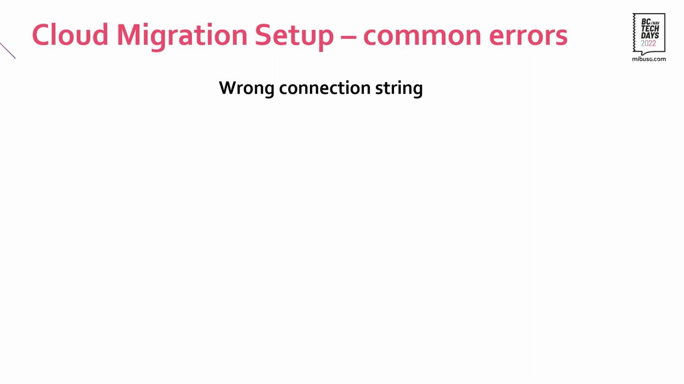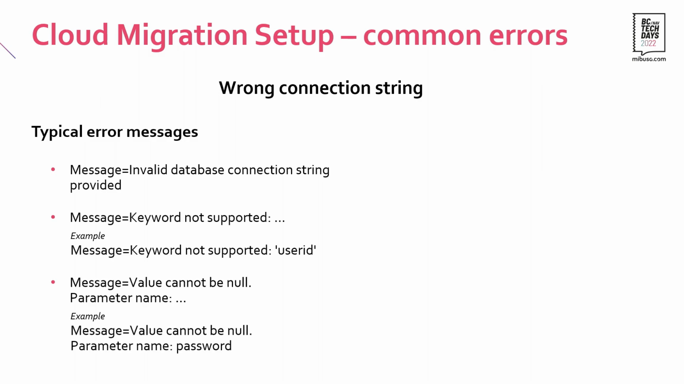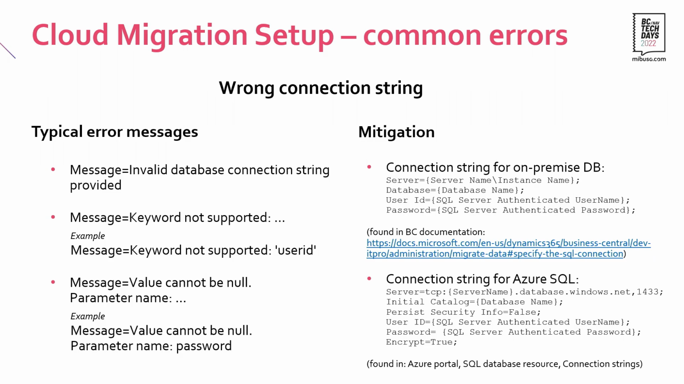So user permissions. We also see frequently errors in the connection string. For example, keywords that don't match or parameters missing. And I just pasted here an example link, so it has to be exactly like this, the connection string. We have it also documented in the documentation. And if it's an Azure SQL database, you can find your connection string on the Azure portal, go to the resource, and you can copy it from there.